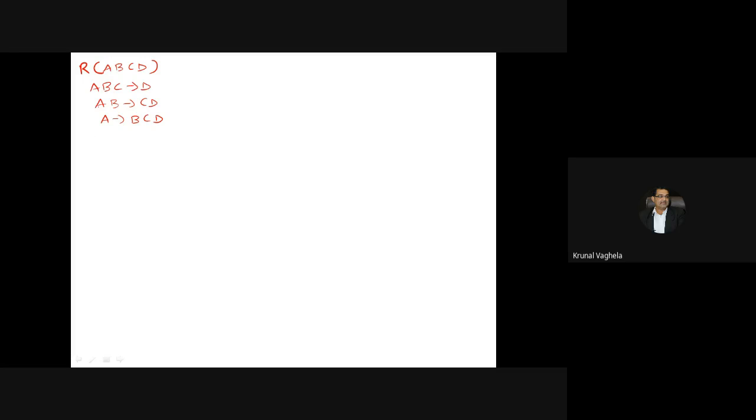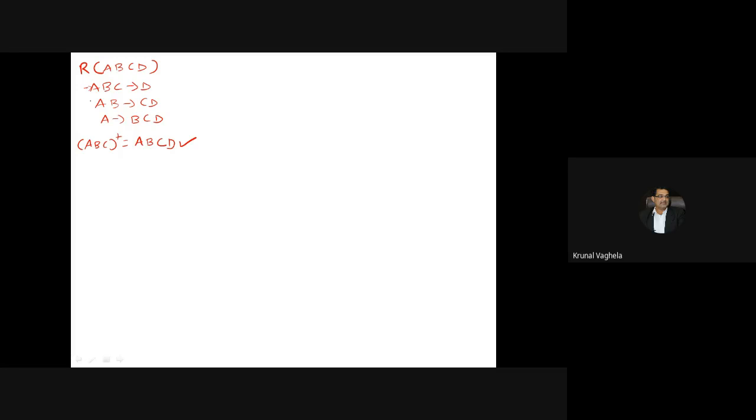Now let me find the key. Can ABC be my key? Let's see. If I find the closure of ABC, obviously from ABC I can find A, B, and C. And if I have ABC, I can find D. So yes, ABC is my key.